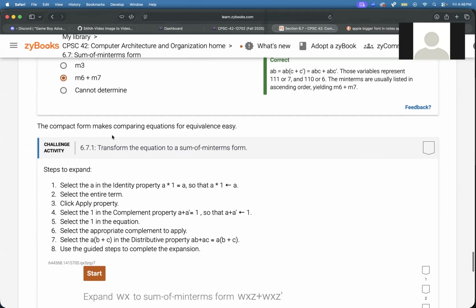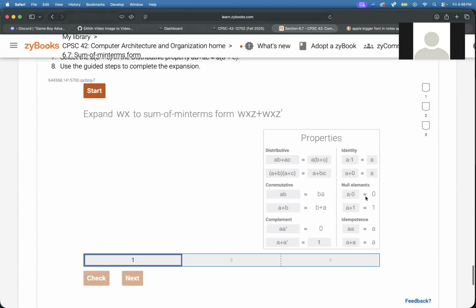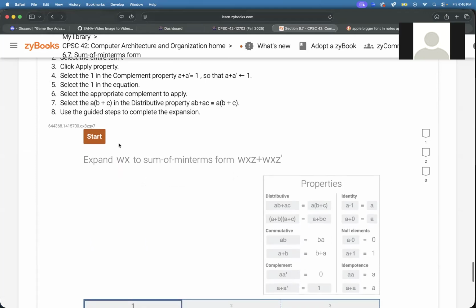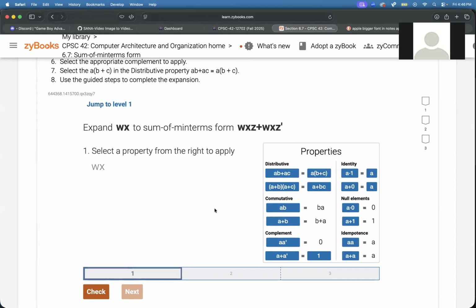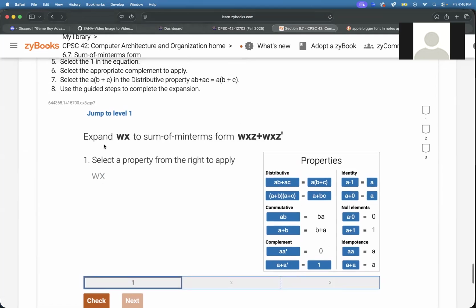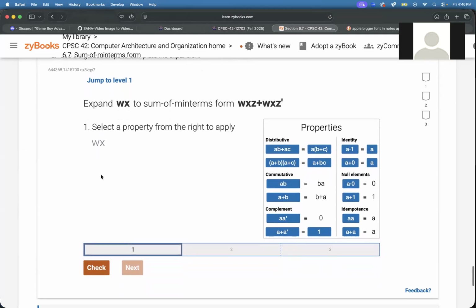Okay, cool. And then here we got algebra rules. Now we've done a fair amount of this in lab, I think, right? So what are we doing here? Okay, expand WX into sum of min terms. Okay, so if you started with a WX, is that filled in or do I have to fill it in? I think we need to multiply by 1, right? So let's look for that.